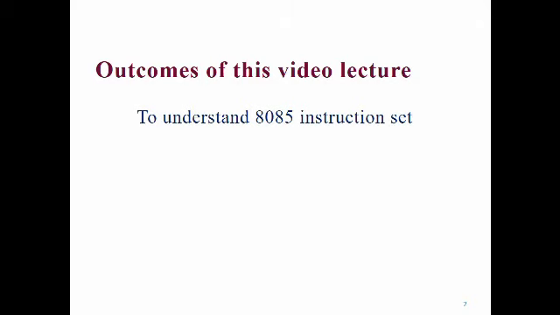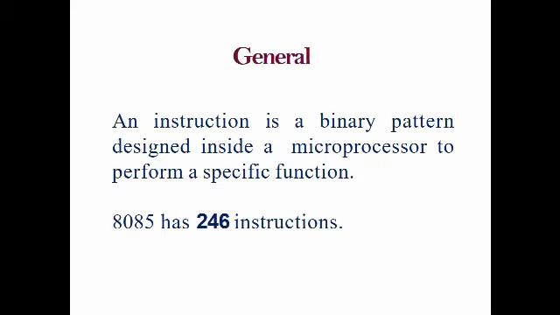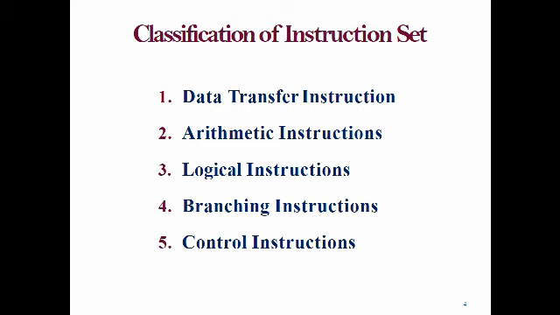In general, an instruction is a binary bit pattern that is designed inside a microprocessor to perform a specific task or function. The group of these instructions is called the instruction set. 8085 has 246 instructions, and each instruction is associated with an operating code, that is opcode, and its operands. These instructions are broadly classified into five categories: data transfer instructions, arithmetic instructions, logical instructions, branching instructions, and control instructions.